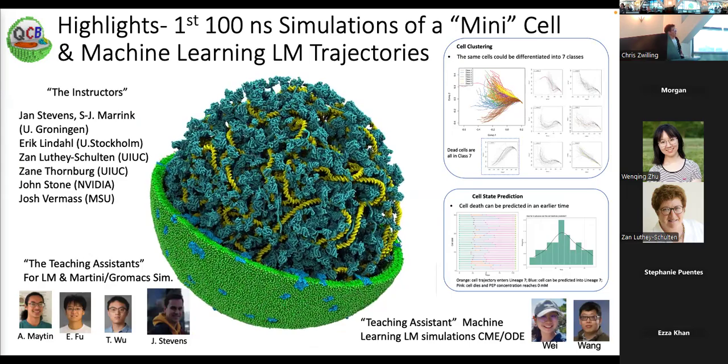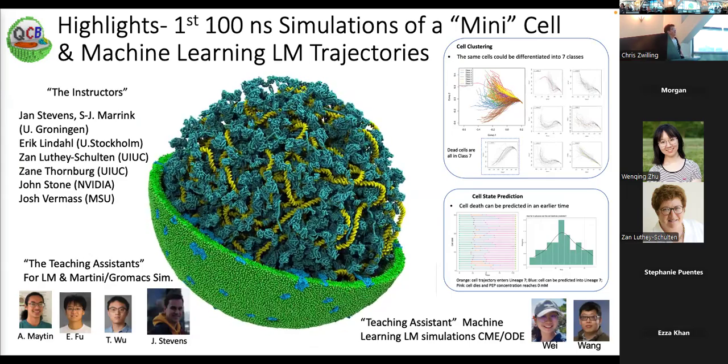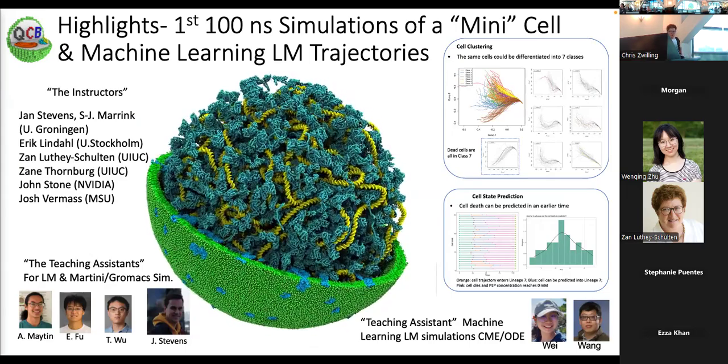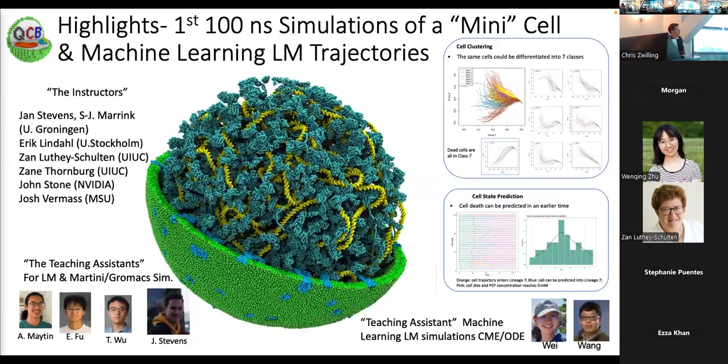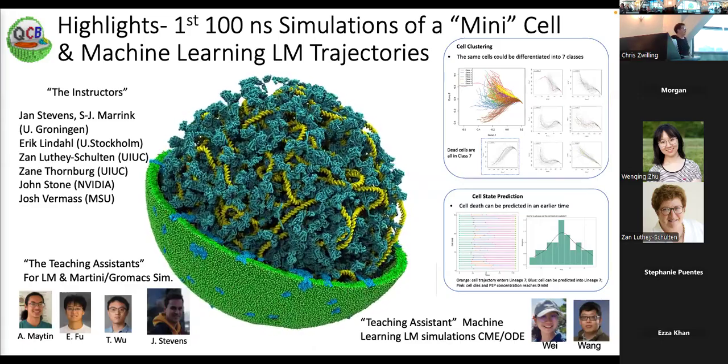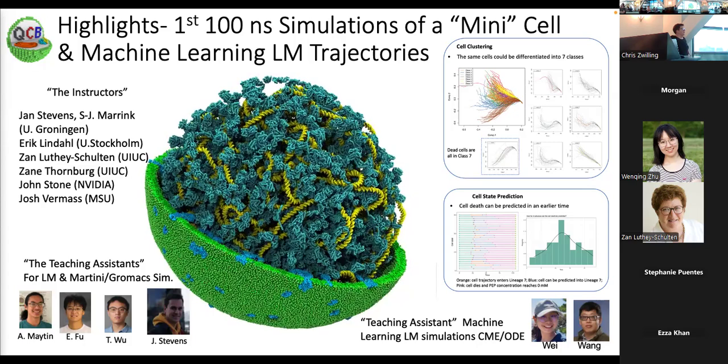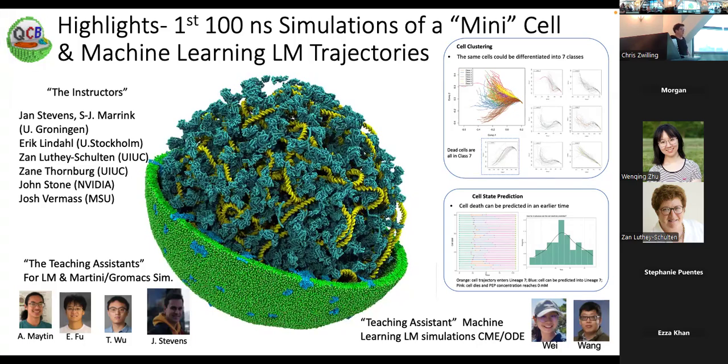And here is the first 100 nanoseconds of a mini version of the minimal cell. And all the students were able to construct this and simulate it. And then we also brought in our colleagues, Shulei Wang and his student, Rong Wei, to look at the cells that did die and see if we could find anything exceptional about them. Because up to the moment they died, everything looked pretty much the same as the healthy cells. And so we're beginning to unravel that.